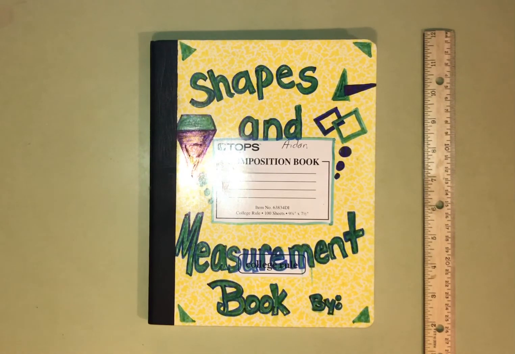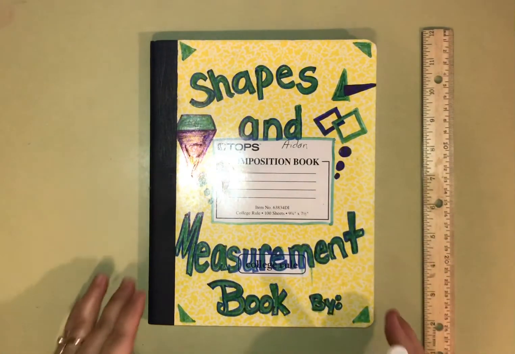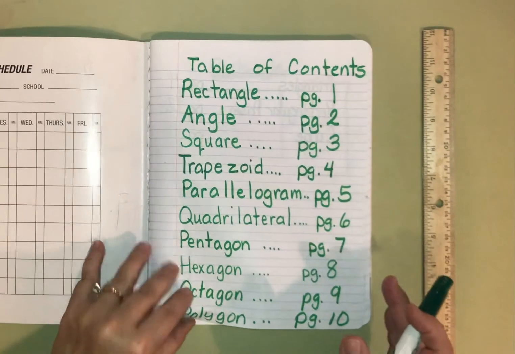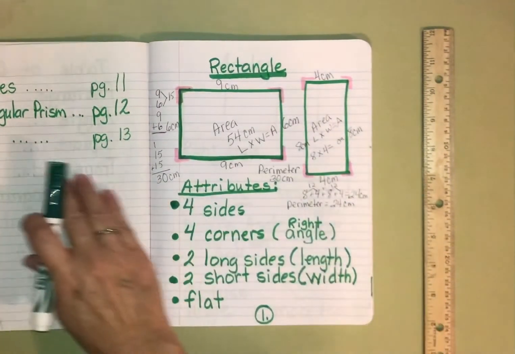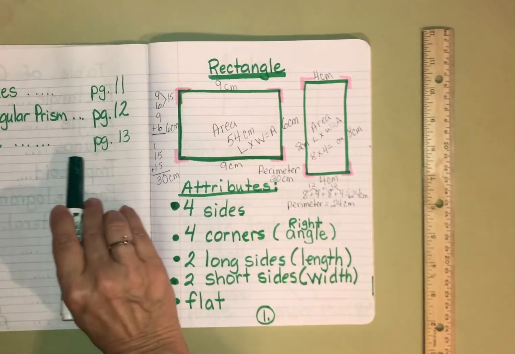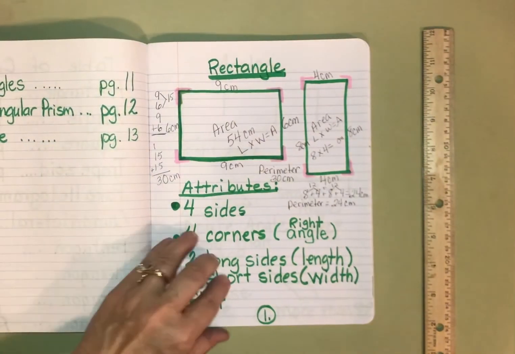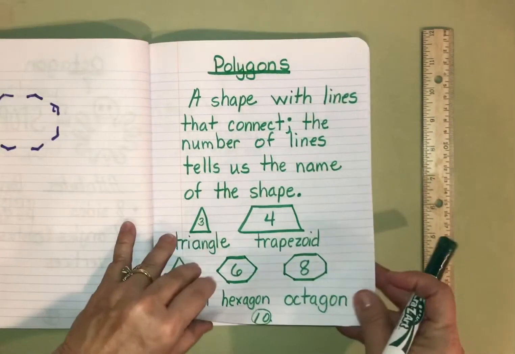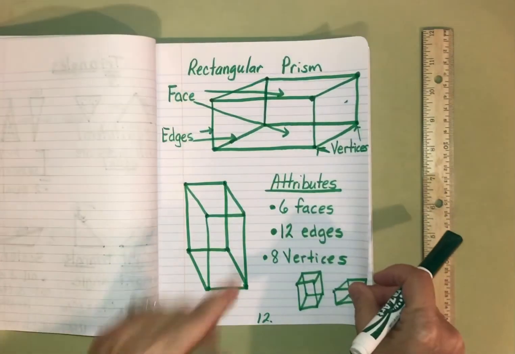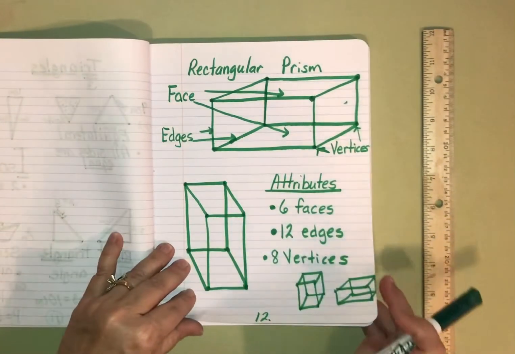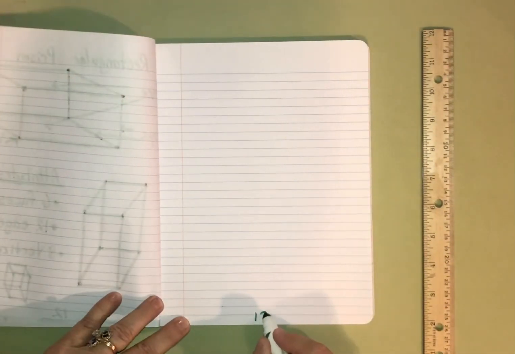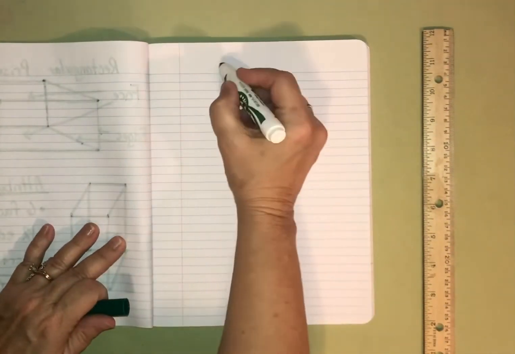Okay, so today in our shapes and measurement book, we're going to need a ruler. We are doing our 3D shapes now. So let's go to the table of contents and you'll see that today we will be doing something called the cube on page 13. So let's find our page 12. 10, 11, 12. Last time we got together, we did the rectangular prism. And today we're going to be making a cube.